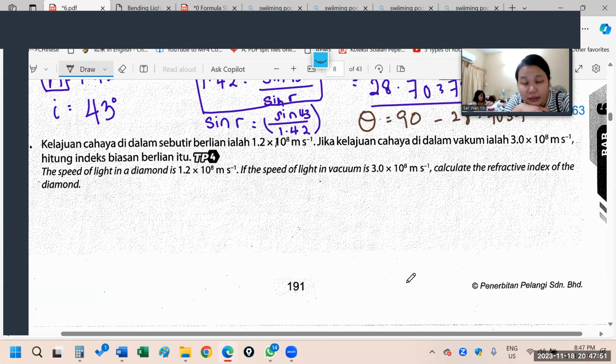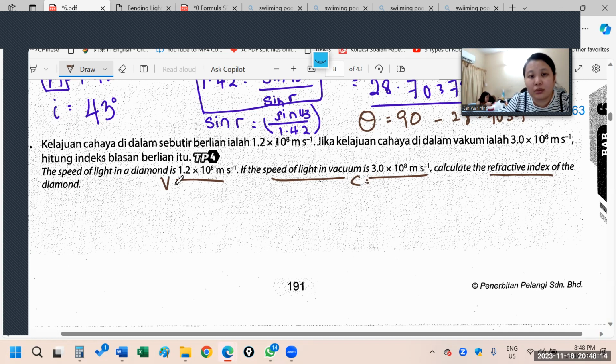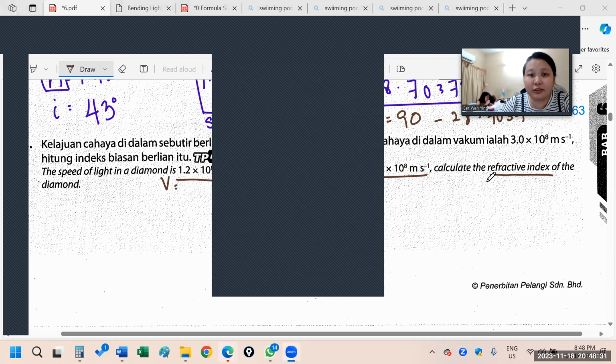Alright, so now the speed of light in diamond is this. The speed of light in vacuum is this. Calculate the refractive index of the diamond. So actually this is v. This is c. c means speed of light in vacuum. Okay, so calculate the refractive index of the diamond. May I know what is the symbol for refractive index? Yeah, very good. Thank you, Bethany.